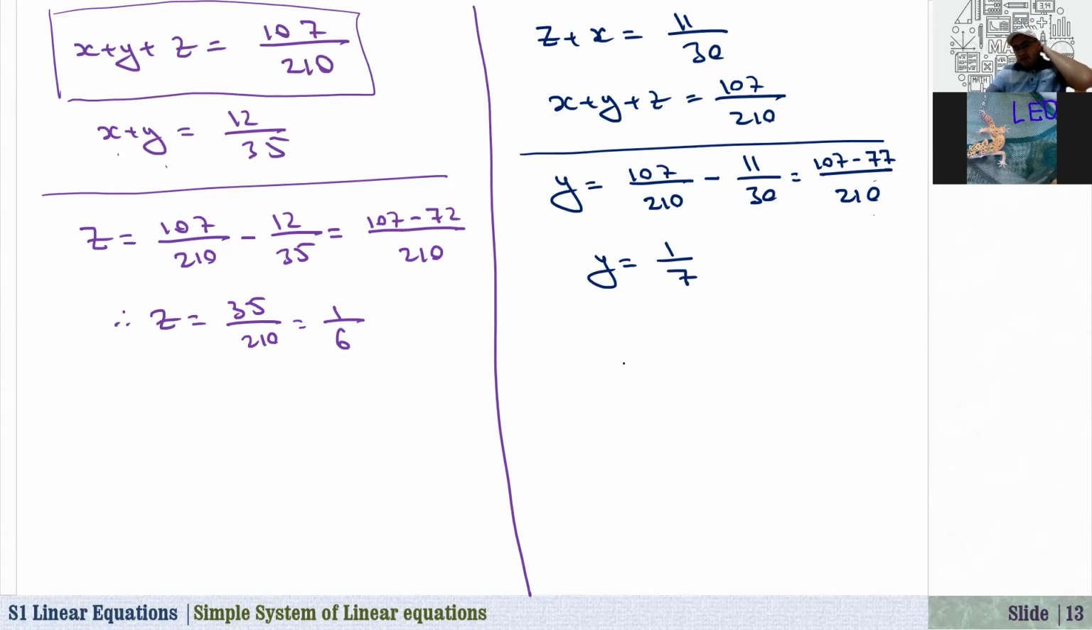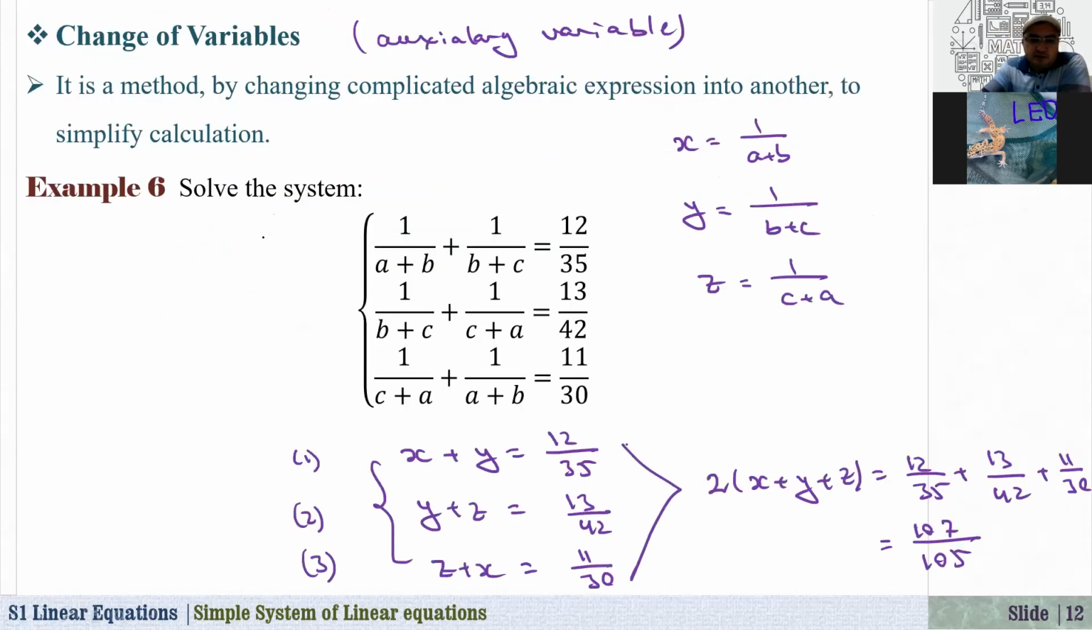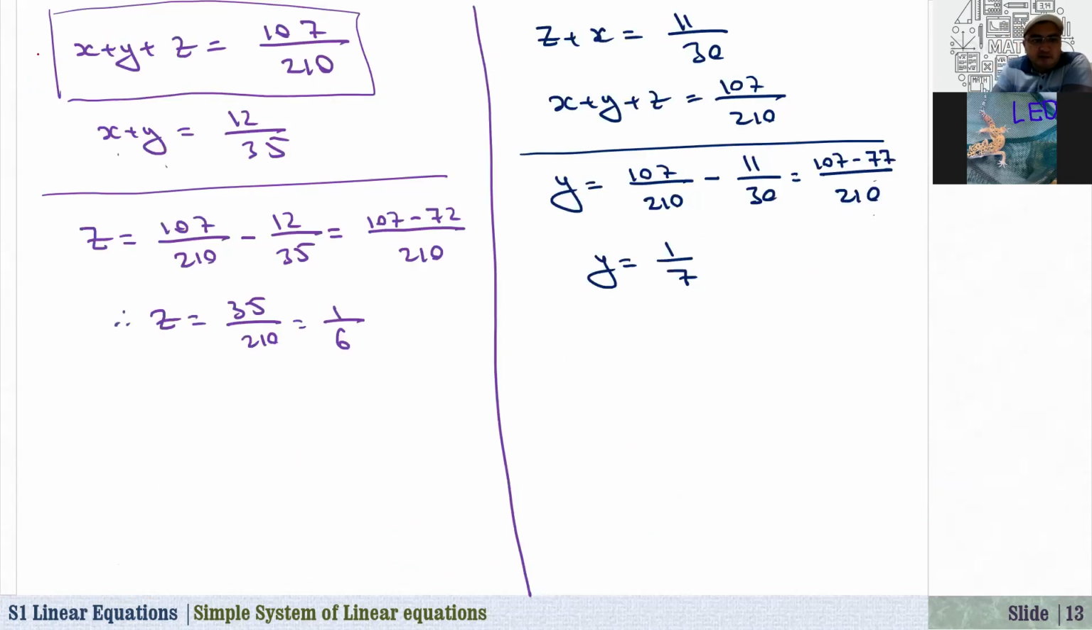Okay. So now if you just continue in this way, let's say this part was our first step, and this is our second step, and this is our third step, and this one is the fourth step. And the last step is we need to find the value of x. How can I find the value of x? Just substitute into this equation. x plus, we know y, that is 1 over 7, plus we know z, that's equal to 1 over 6.